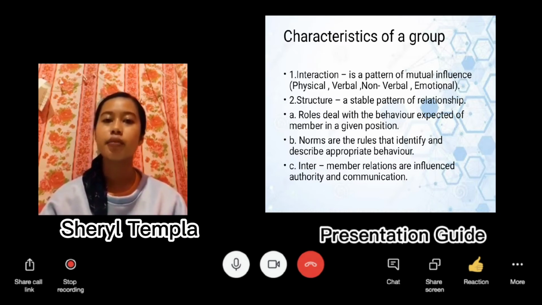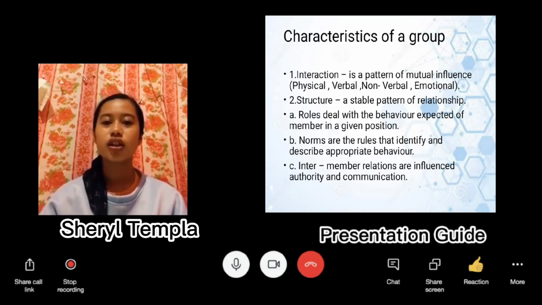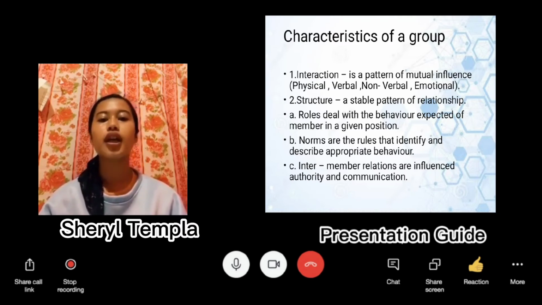So, interpersonal member relations are influence, authority, and communication. So, dapat sa isa ka group naay leader na mo lead and naay authority to teach the other members pamaagi sa pakig-communicate o pagmaayo.